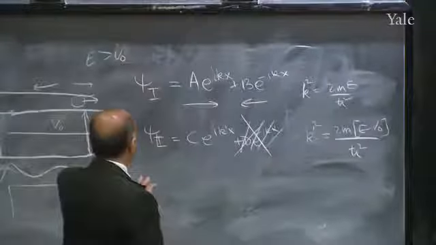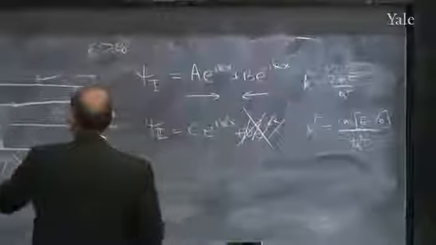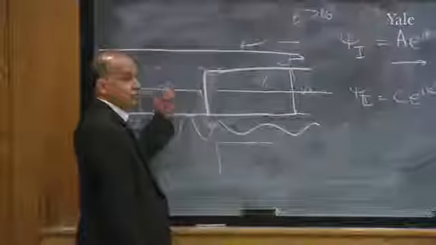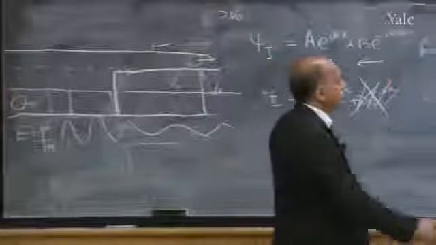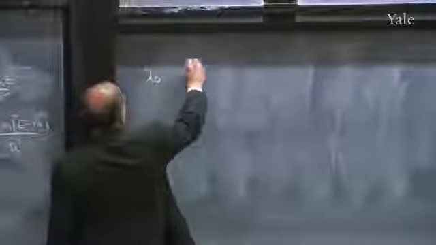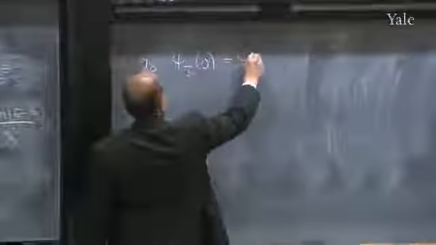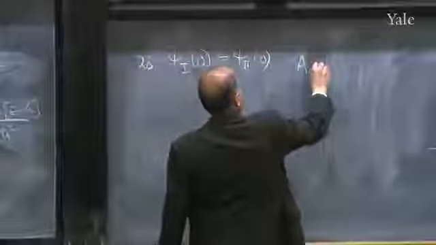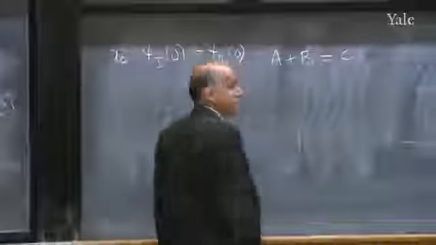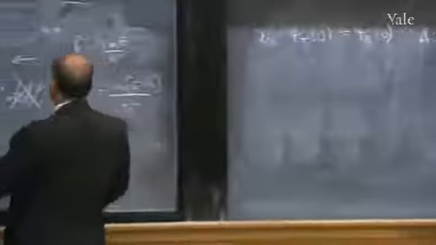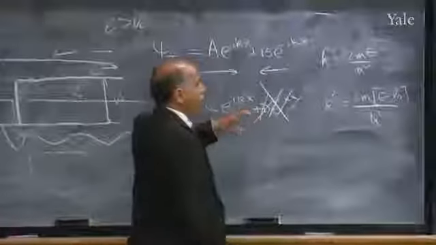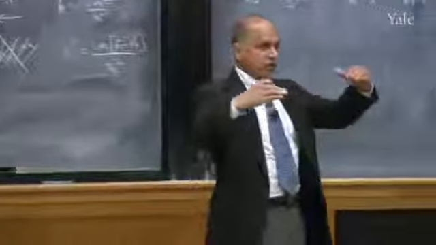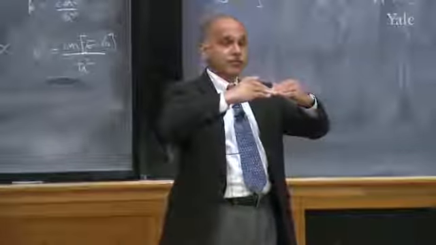Very good. Now I have the following condition. At the interface where the two regions meet, psi must match from the left and from the right. So at x equal to 0, psi 1 at 0 should be the same as psi 2 at 0. That tells me that A plus B equals C, because if you put x equal to 0, all the exponentials become 1. There's a condition that if you come from the two sides, the wave function has to match.